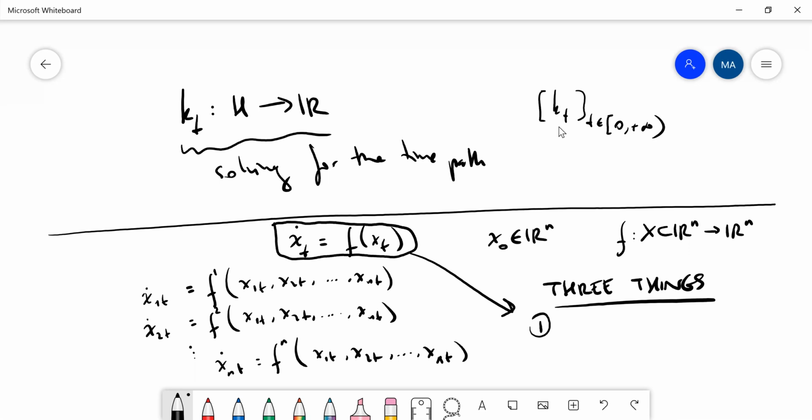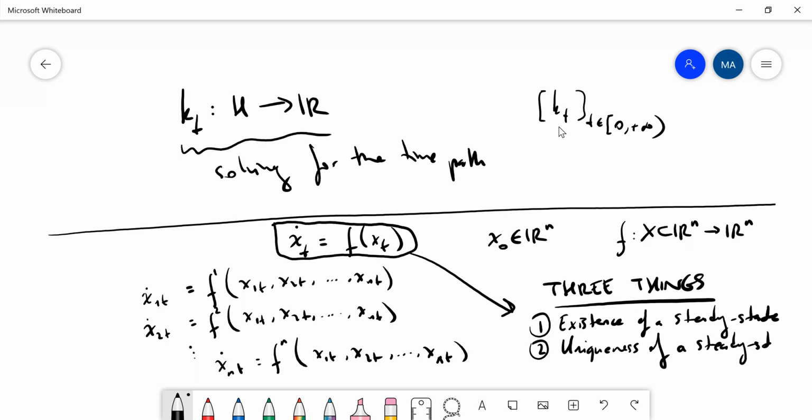First, existence of a steady state. Okay. Second, uniqueness of a steady state. And third, stability of steady states. Okay, these are the three things that we focus on.